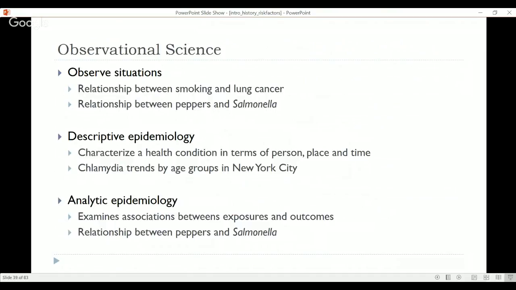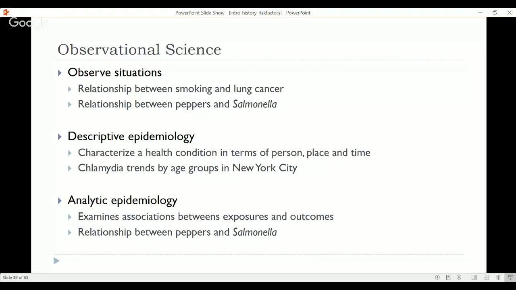Epidemiology is an observational science, and what that means is that we observe situations. So we observe if there's a relationship between smoking and lung cancer, or between eating peppers and developing salmonella. And there's sort of two branches in epidemiology. There's descriptive epidemiology, and this is just characterizing a health condition in terms of person, place, and time. So for example, I showed you chlamydia trends by age groups in New York City. That's just descriptive epidemiology.